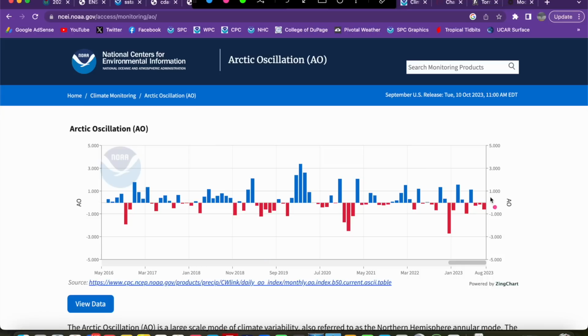We have been in a slightly negative phase for the last few months, so if that keeps up, that could have implications on how much cold air seeps down into the U.S. this fall and winter, and in turn have implications on the tornado count in the U.S. this fall and winter, but we're just going to have to wait and see.